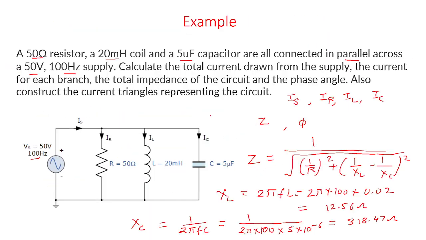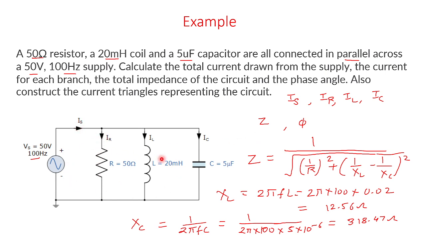So in this question, we were asked to find the current drawn from the supply, the current through each branch, the total impedance of the circuit, and the phase angle. Also, it was asked to find the current phasor diagram. So we first calculated the impedance. For the calculation of impedance, we found the XL and XC. After calculation of impedance, we found the current, that is voltage divided by impedance.